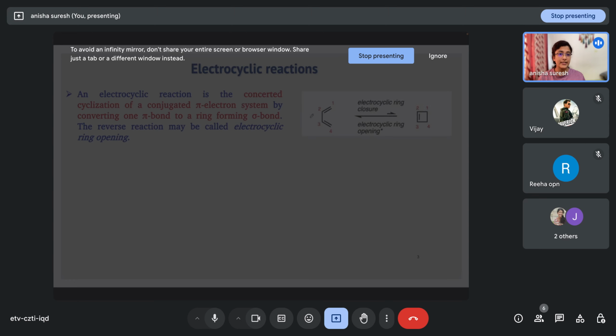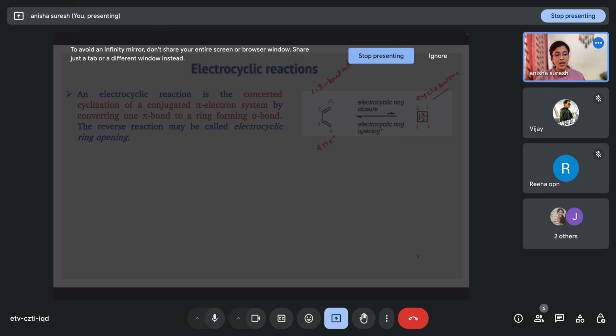So you can see, this is 1,3-butadiene. This is a 4 pi electron system. So it can undergo electrocyclic ring closure, resulting in the formation of this cyclobutene. And if in cyclobutene this sigma bond is broken, it will get converted back to 1,3-butadiene. So here we will be discussing how these reactions take place and why the electrocyclic reactions are stereospecific in nature.